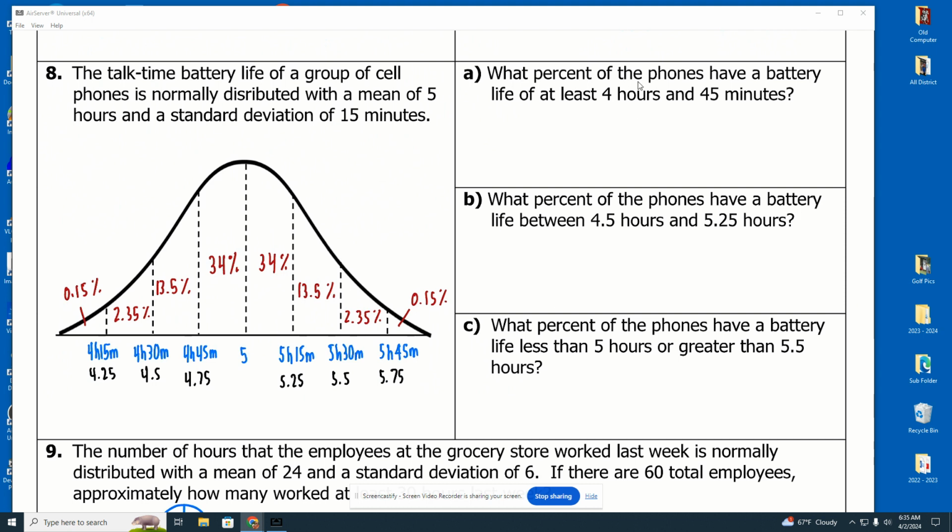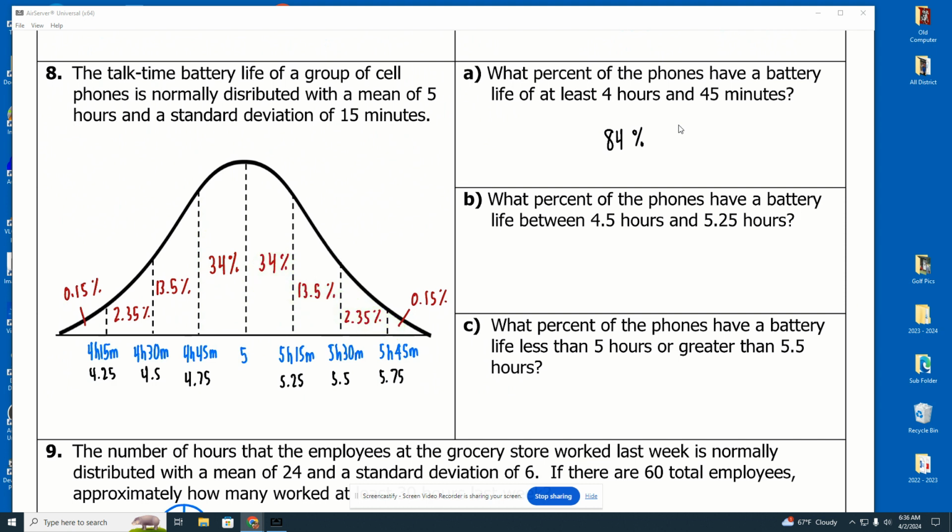But it says what percent of the phones have a battery life of at least 4 hours and 45 minutes. So again, at least means that's the least amount. So it includes everyone from here over, which was similar to one that we had earlier. It's 50% this direction plus 34. So 50 plus 34 is 84%. Let me erase the highlighting and we'll move along to the next question.